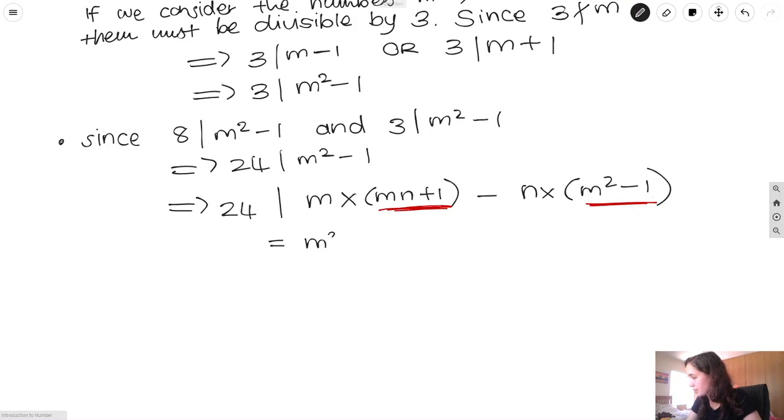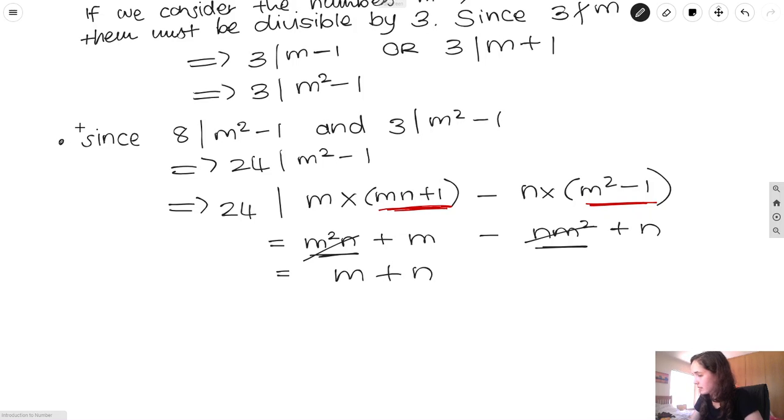This is going to be equal to m squared n plus m minus m squared n plus n, which we can rewrite. So these are going to cancel out, and you will be left with m plus n. So we are left with 24 divides m plus n, which is what we wanted to prove. Okay.